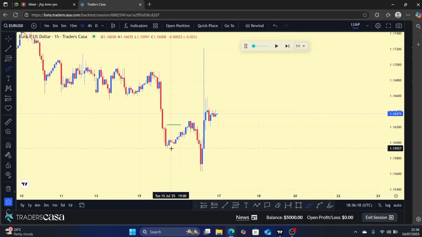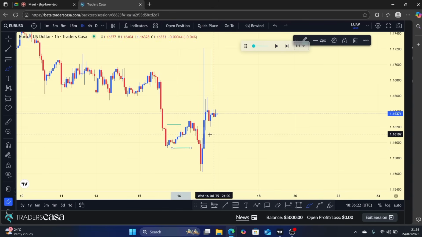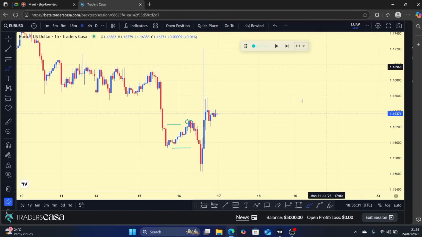And we can clearly see a break of structure to the downside, and that creates our new trading range, with this one here being our high, and of course this one here being our low. And right here I can clearly see that this one here is our minor inducement.